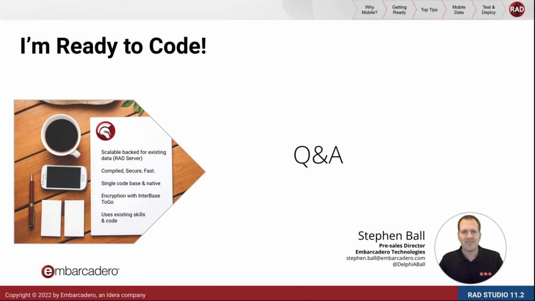So hopefully, today you'll be able to take away that to get to mobile, everything you need is in the box with RAD Studio, with the Enterprise Edition, with RAD Server, with the InterBase ToGo licenses. You've got the chance to get mobile, to get secure, to provide offline data storage, and to provide offline functionality that provides a really rich user experience. Everything in a native, secure, compiled application, all built through a single code base using your existing code where you can, and a great chance to get moving forward to mobile.